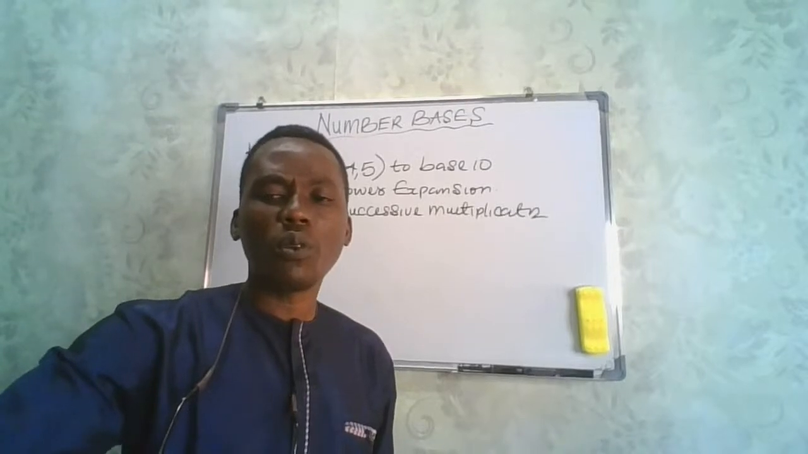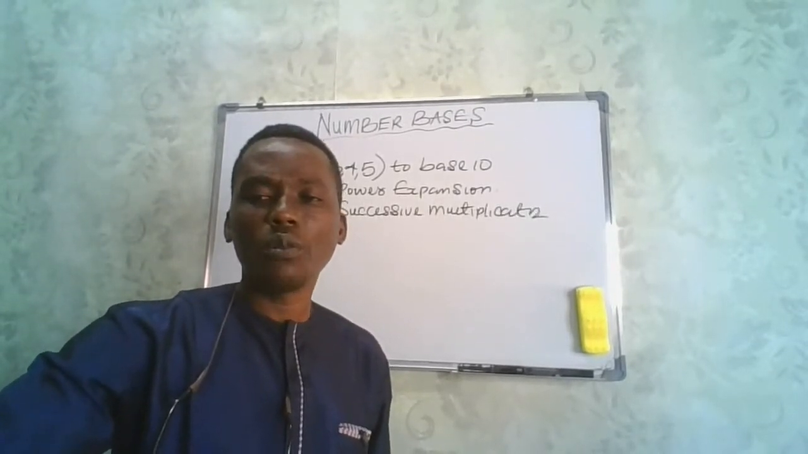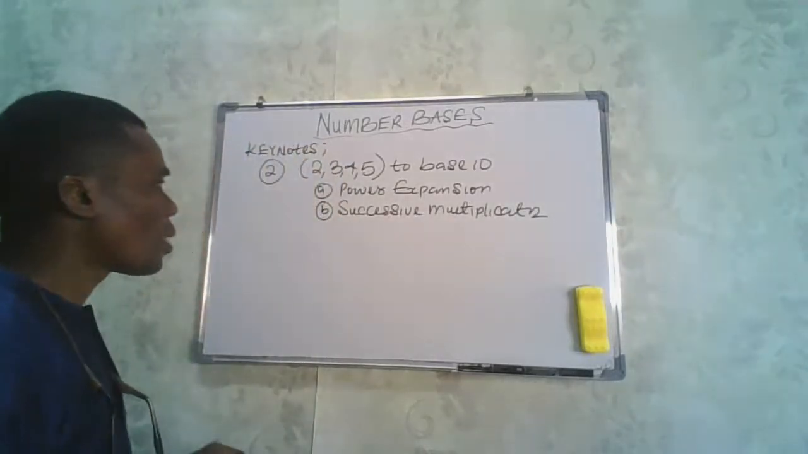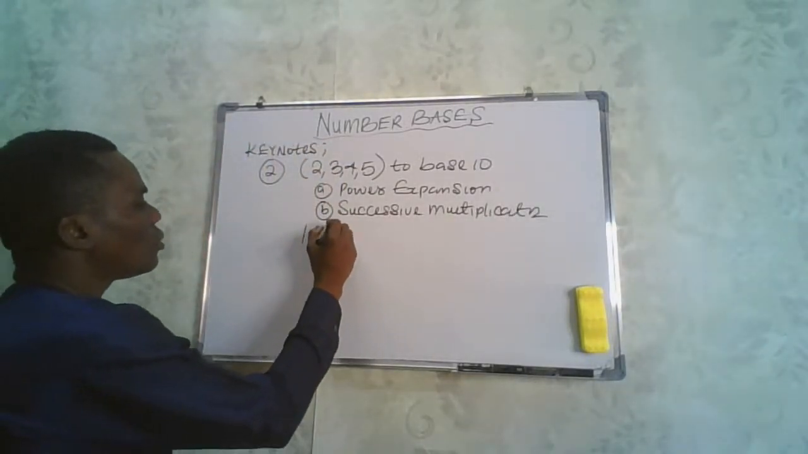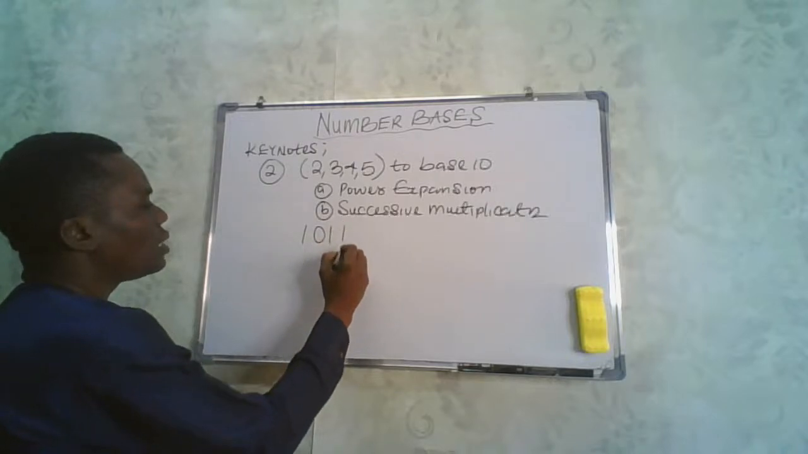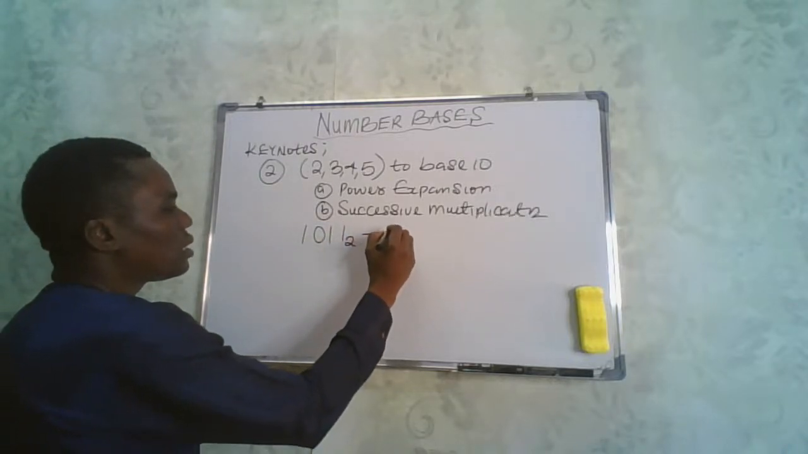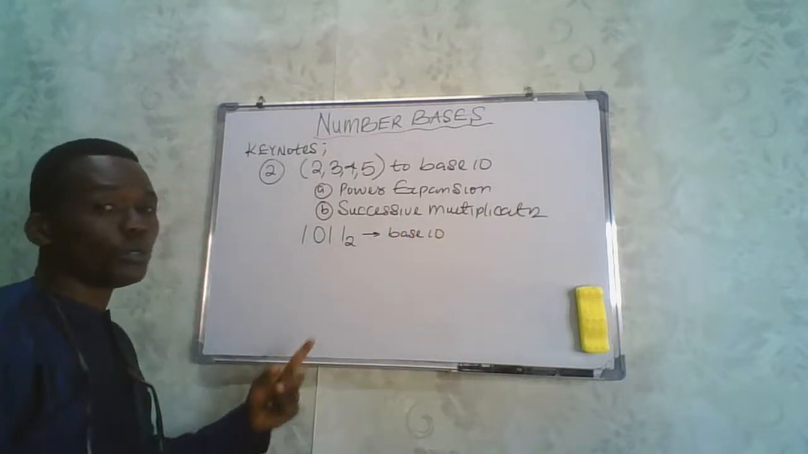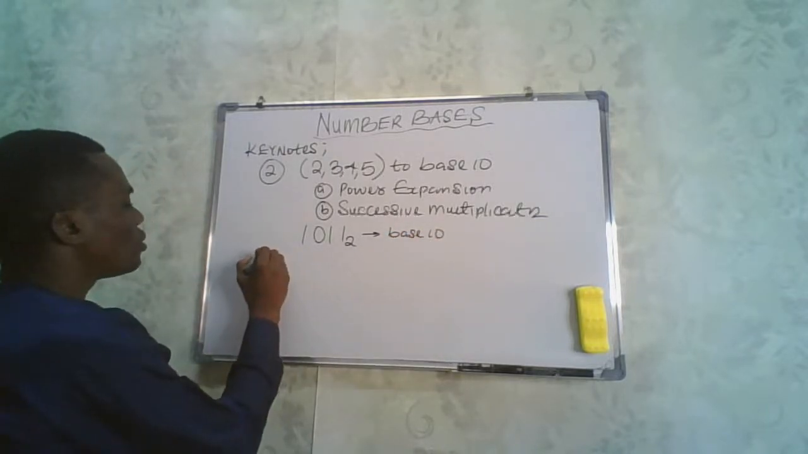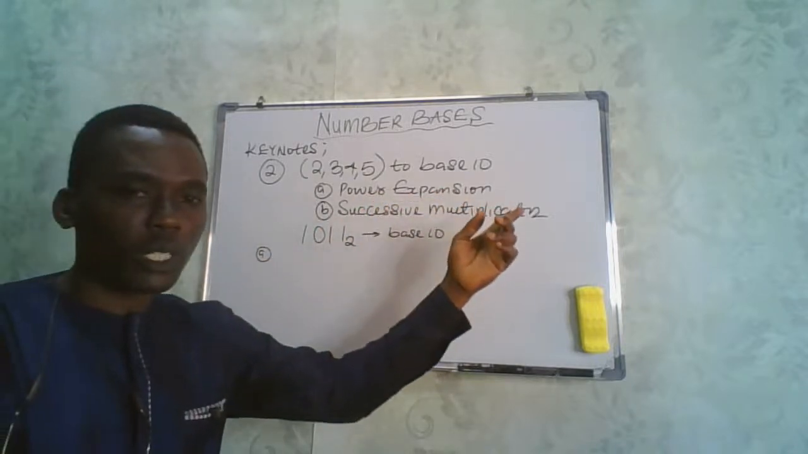Now, let me show you a typical example of how we can make good use of these two different methods. Let's assume we have 1, 0, 1, 1 in base 2, and we are asked to convert this to base 10. I'm going to use the first method, method 1, the power expansion method.